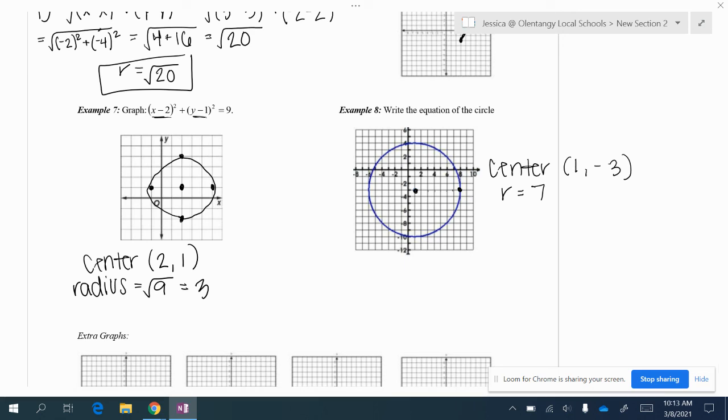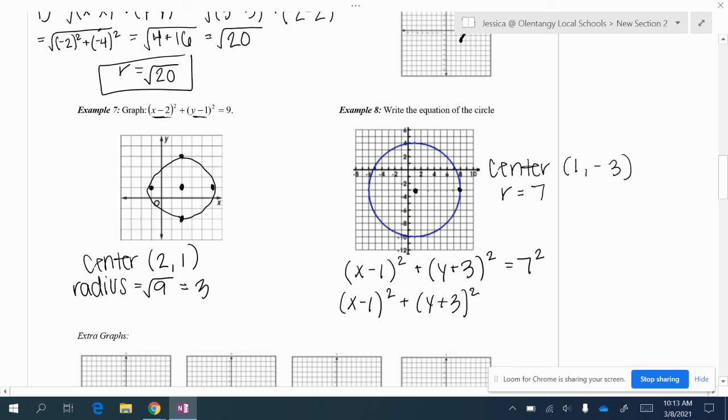And then to plug that into our equation: x minus 1 squared plus y, again, opposite sign, so since that's a negative, I'm going to be adding 3, and then equals 7 squared. So it becomes x minus 1 squared plus y plus 3 squared is equal to 49. And that would be your final answer.